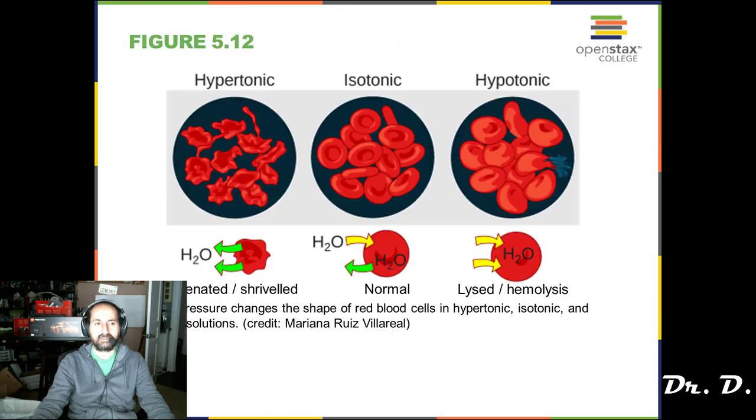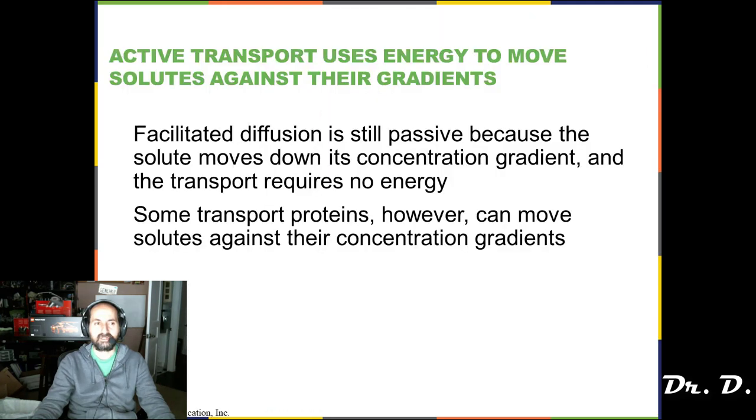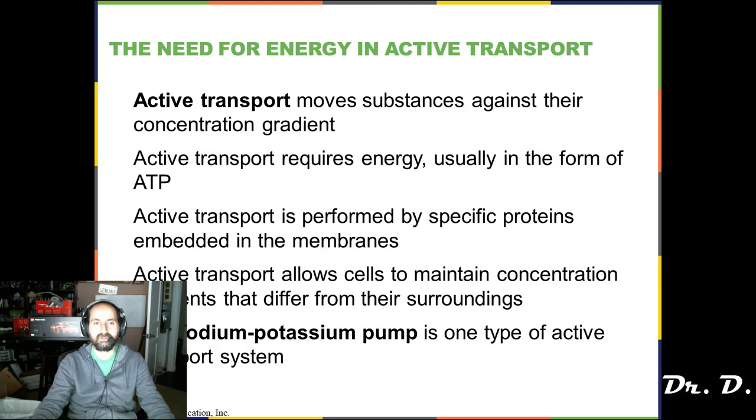Okay. But what if you want to go against the concentration gradient? For example, what if you want to bring sugar into the cell, but there's already a lot of sugar inside of the cell? Well, the cell could always use more sugar, right? But the sugar doesn't necessarily want to just come into the cell because there's not so much sugar concentration outside. There's a lot of sugar already inside. Well, how will the cell get more sugar? Well, that would be an example of active transport.